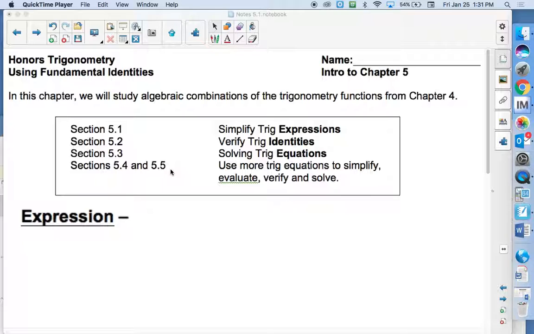5.3 is solving the equation. So we'll use the identities to help us solve for x. And then 5.4 and 5.5 are more equations and more identities and formulas. By the end, we'll have between 40 and 50 that need to be memorized. And 5.4 and 5.5 have another group beyond what's on your sheet.